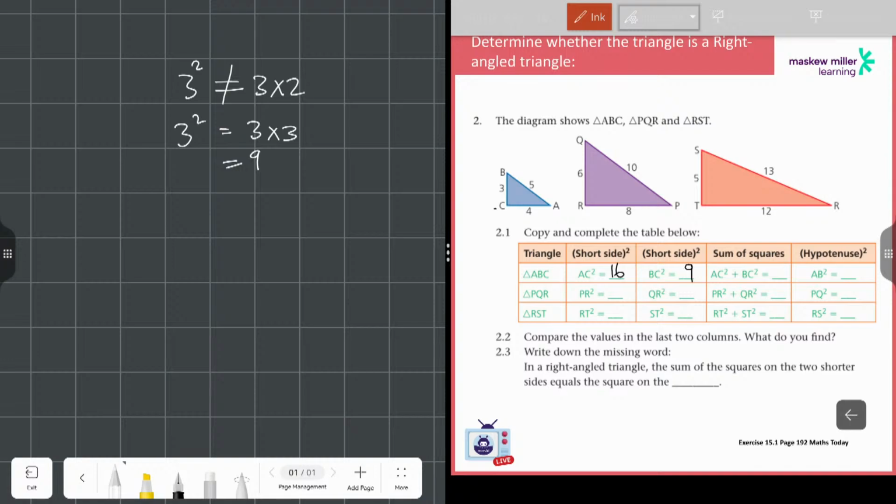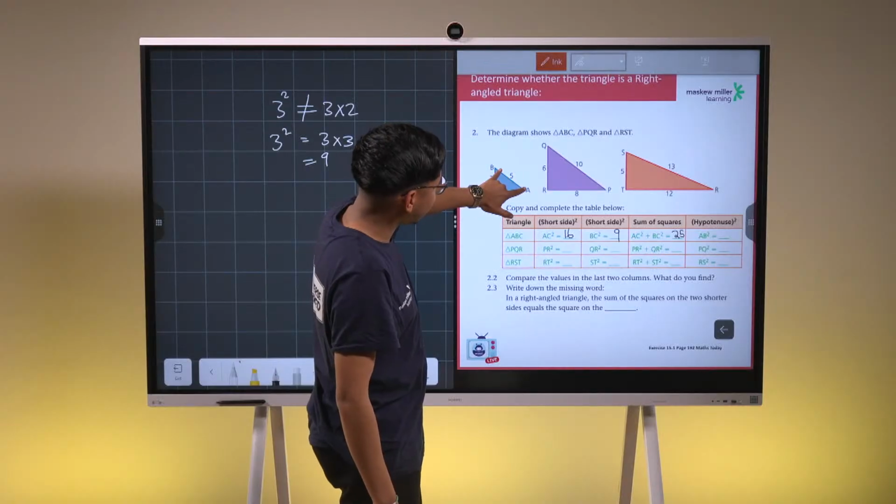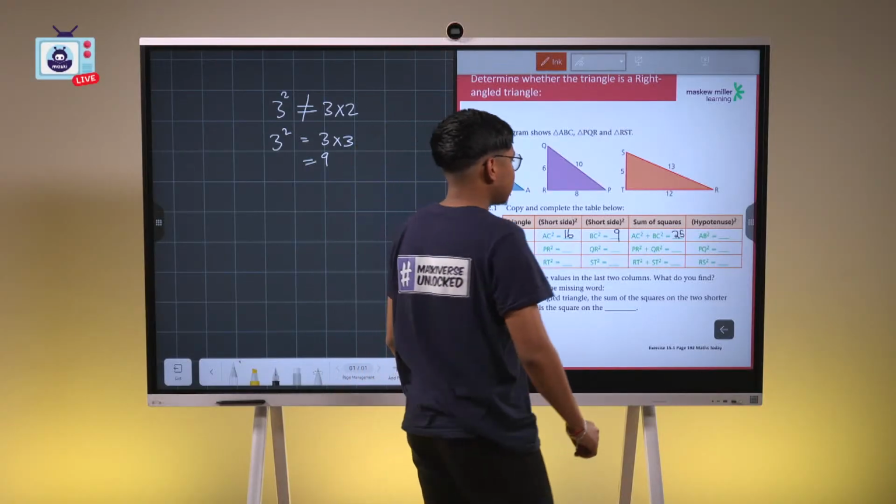Then I'm going to square the 2 short sides. So 9 plus 16 is 25. So AC squared plus BC squared is 25. Look what they're asking me to do. They're now asking me to square the hypotenuse. The hypotenuse, right, is what? 5. So 5 squared is what? 25.